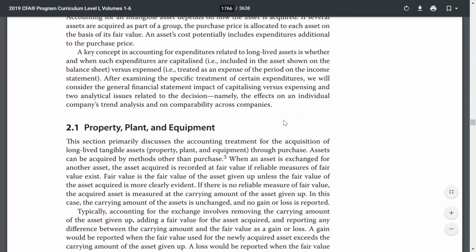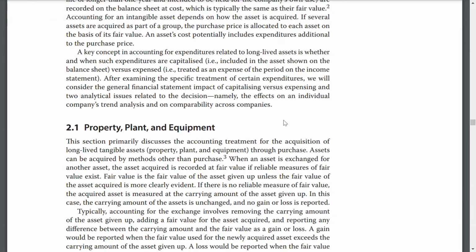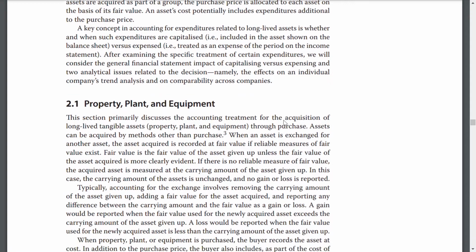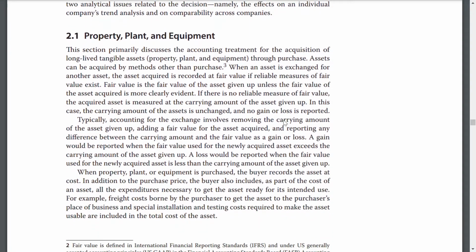This section primarily discusses the accounting treatment of the acquisition of long-lived intangible assets. Through purchase, assets can be acquired, as can by methods other than purchase. When an asset is exchanged for another asset, the asset acquired is recorded at fair value if reliable measures of fair value exist. Fair value is the fair value of the asset given up unless the fair value of the asset acquired is more clearly evident.